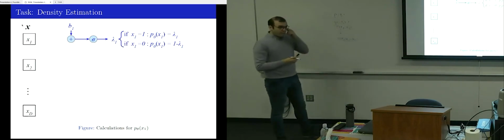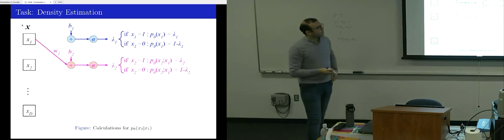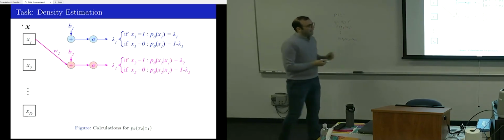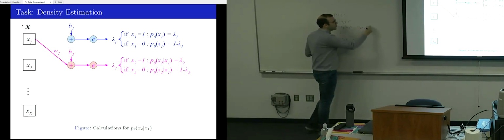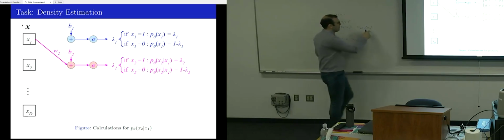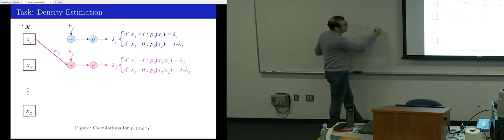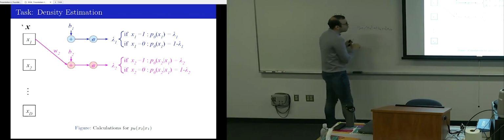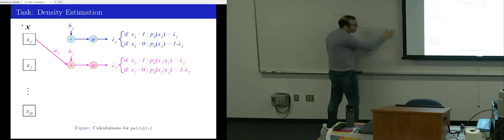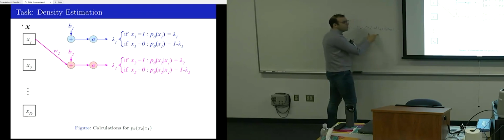Okay, for the next one, what is the parameter for this distribution? It is again a Bernoulli distribution over this random variable, with the parameter sigmoid of b2 plus w2 transpose times x less than 2. So I should just generate the parameter for our Bernoulli distribution. I call this parameter lambda 2.